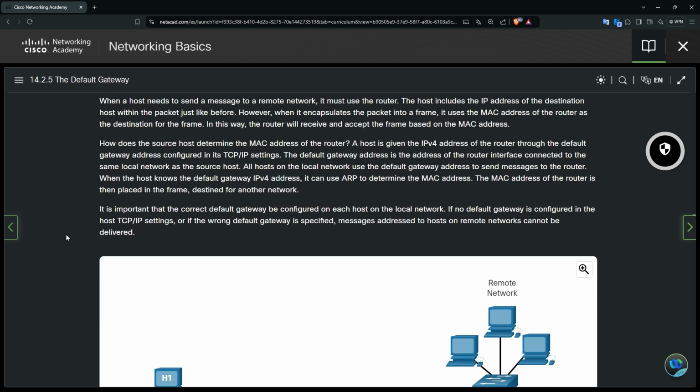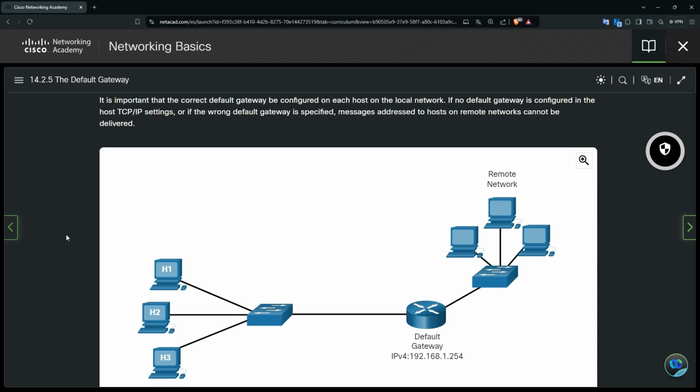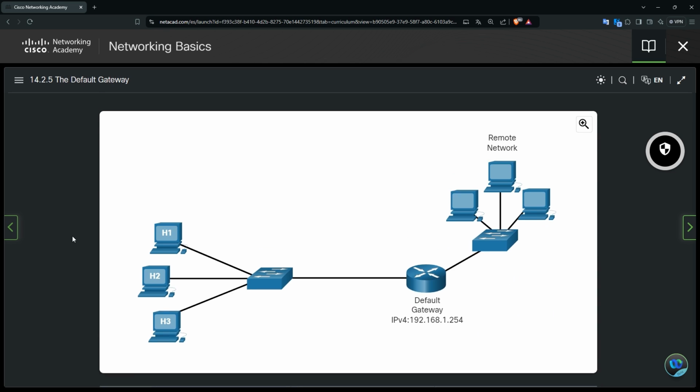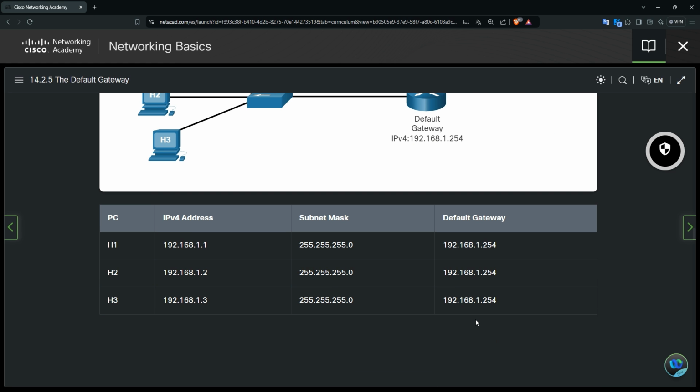It's important that the correct default gateway be configured on each host on the local network. If the default gateway is not configured in the host TCP/IP settings, or if the wrong default gateway is specified, messages addressed to hosts on remote networks cannot be delivered. Okay, default gateway IPv4 address, remote network. Okay. PC: IPv4 address, subnet mask, and default gateway.